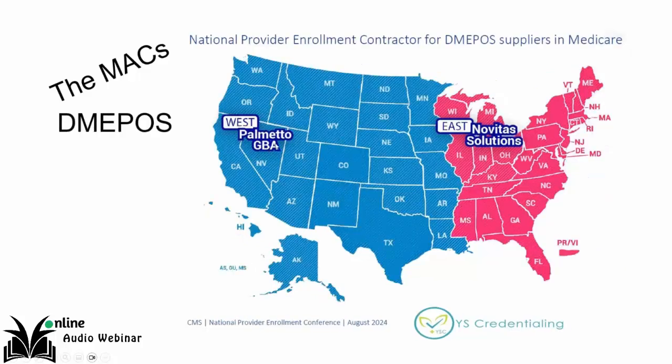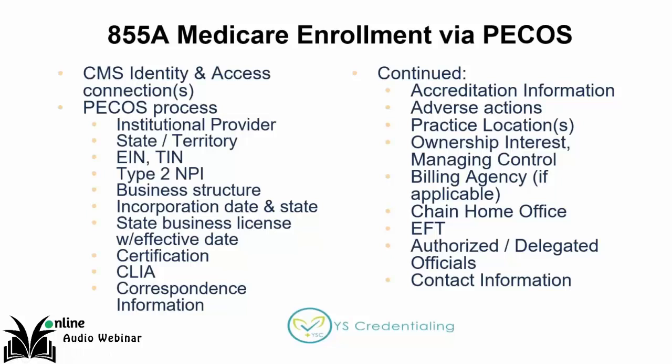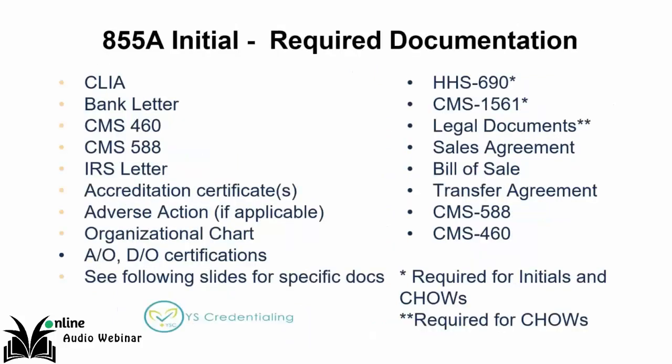So let's talk about the 855A. All of these things must match. Otherwise, you'll get a warning, you'll get an error, and you won't be able to submit that application. What are the documentation requirements? You need the CLIA for every CLIA, a 100% match. They want that harmony: no extra periods, no extra spaces, no extra commas, none of that. The bank letter must be dated and also signed by a bank representative. It can't just say "To whom this may concern." It has to be an official professional letter.